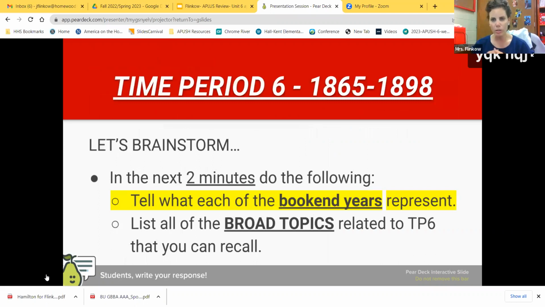So what you're going to do is practice bookending time period 6. What would you say is the first event that starts time period 6? And what's the bookend event that ends time period 6? And between those, list as many broad topics as you can think of. I'm going to give you about 2 or 3 minutes to do this.